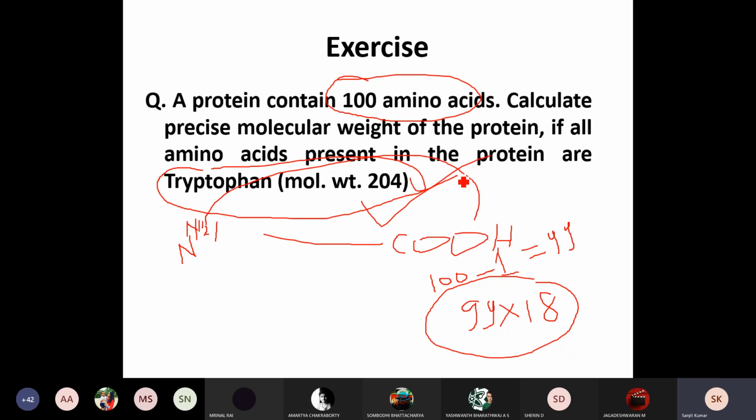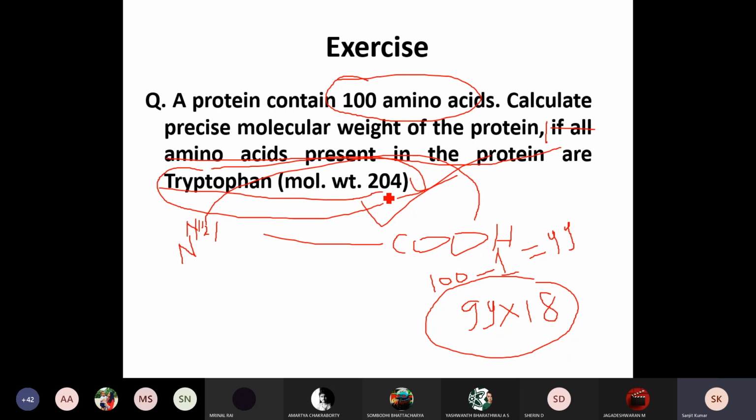If the question is: a protein contains 100 amino acids, calculate the precise molecular weight of the protein if all amino acids are present in the protein. Okay, just leave it here, delete this question.